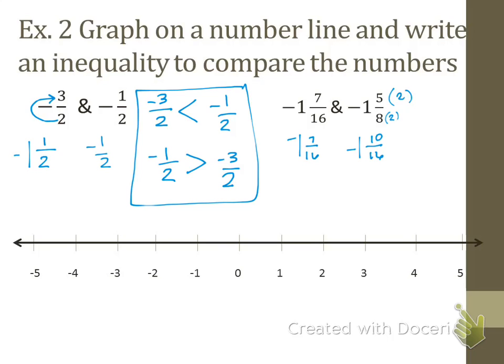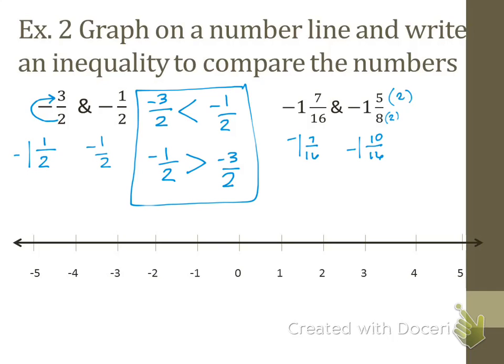Now remember, we're dealing with negative numbers. So that means the bigger the number is, the smaller it is. So then, which one of these numbers is larger? Cole? -1 and 7/16. Okay? Do not be confused, because the easiest thing to do is look at the denominators of the original 16 and 8 and say, oh, because 16 is bigger, that's got to be the smaller one since it's negative.